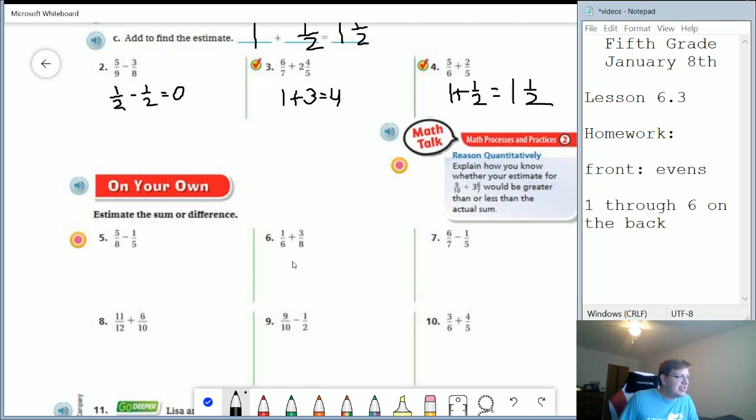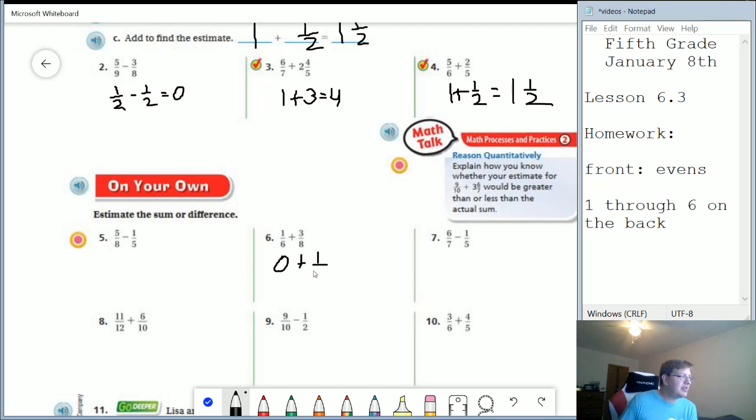So number 6, our 1/6 side is going to be closest to 0. So it's going to be between 0 and 1/2, but I would need 3 parts out of 6 to be at 1/2. So I am actually closer to 0 here, so I'm going to rewrite that down below as my estimate. 0 plus 3/8. So again, we're between 0 and 1/2, but this time the 3/8 is actually going to be 1 part away from the half compared to 3 parts away from 0. So we're closer to 1/2.